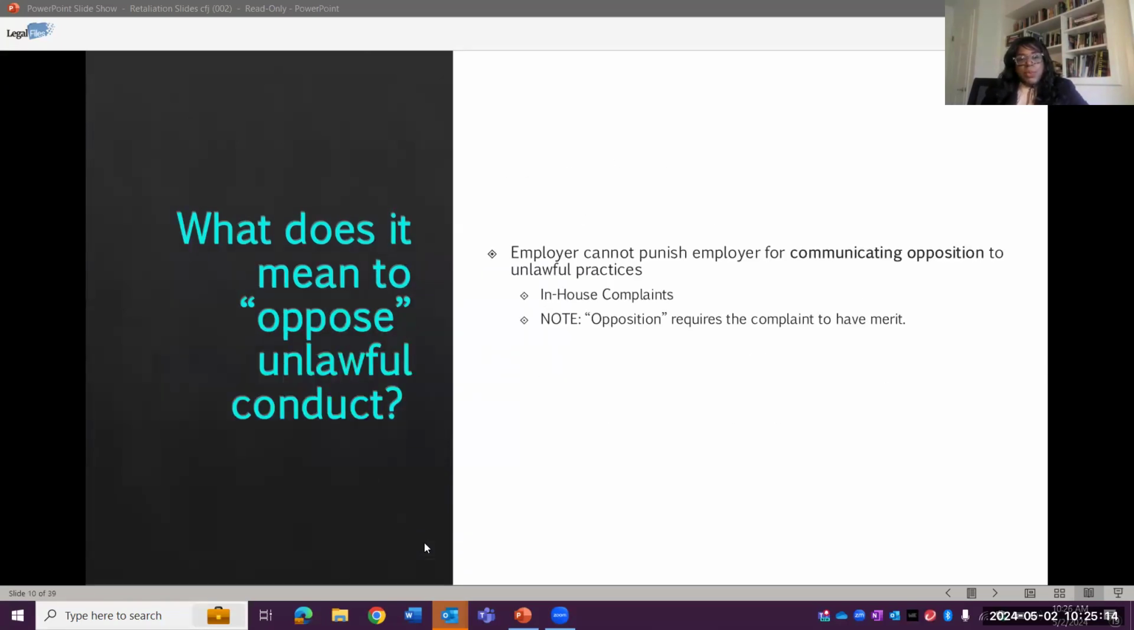So what does it mean to oppose alleged unlawful conduct? The second question on your pop quiz: what does it mean to oppose unlawful conduct? This is when the employee opposes unlawful conduct that the employer has taken. In response, the employer cannot punish the employee for communicating opposition. The employee has to have a reasonable, good faith belief that unlawful discrimination occurred in order to file a meritorious complaint.